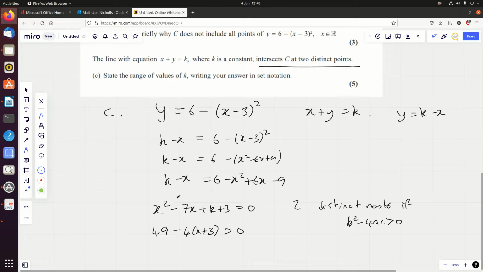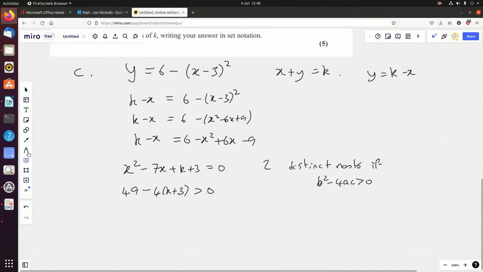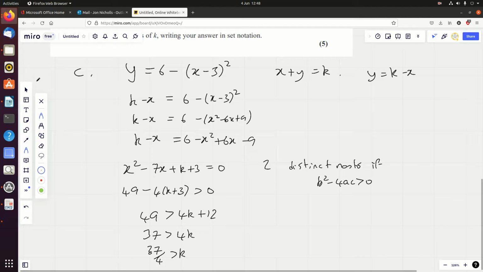Yeah, and then we've done b squared minus 4ac is greater than 0. Smash him. And therefore, what are we going to get here? We're going to get 49 is greater than 4k plus 12. If we add all that to that side, that's what we get. So that's going to be 37 is greater than 4k, and so 37 over 4 is greater than k. So k must be less than 37 over 4.